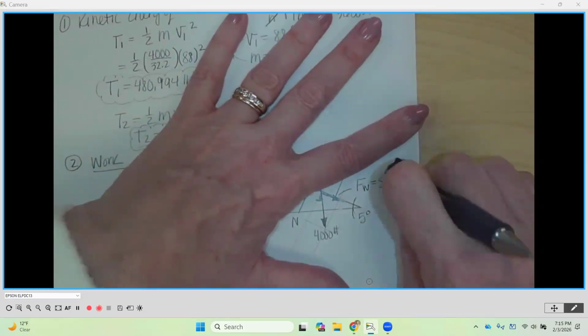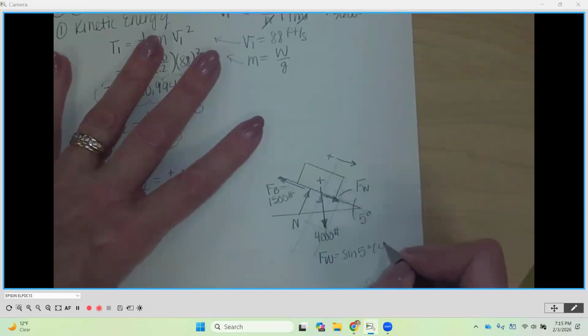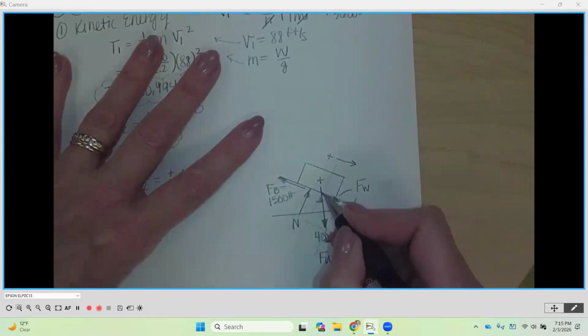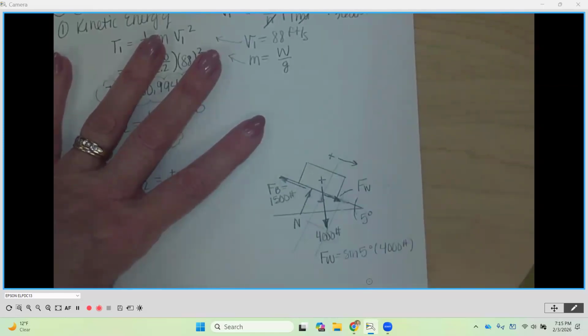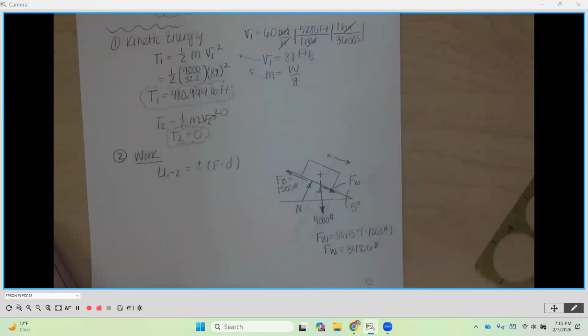Sorry, I'm going to put it down here where there's more room. So FW is going to be equal to the sine of 5 degrees times 4,000 pounds, which is the hypotenuse of that triangle. So FW down here, this one right here, is going to be 348.6 pounds. Now, this is the direction that motion is happening, so this is where work is happening as well.